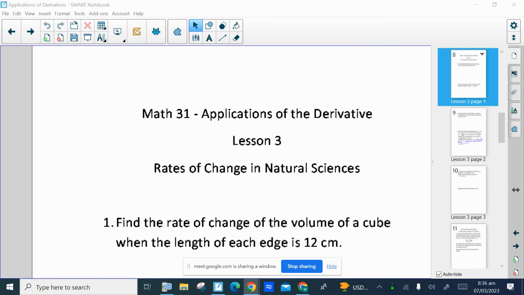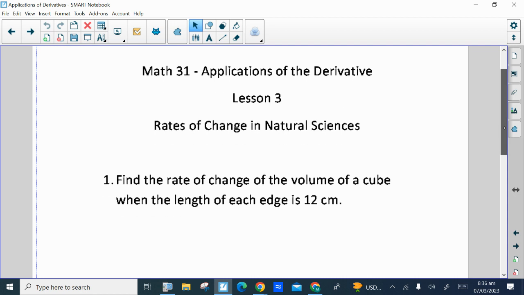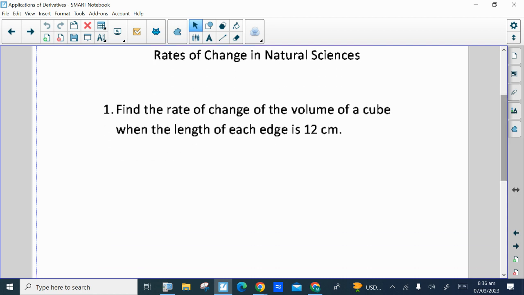So we have seen that you can use derivatives to find the instantaneous rate of change. When you have an equation that relates two different things, you can use derivatives to find the instantaneous rate of change of one variable with respect to another. So that's what we're going to look at today. We've done lots of examples where we found the instantaneous rate of change of velocity or position function by using derivatives. So now we'll look at some other applications.